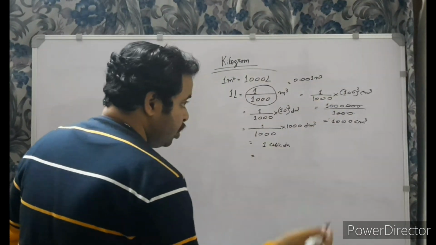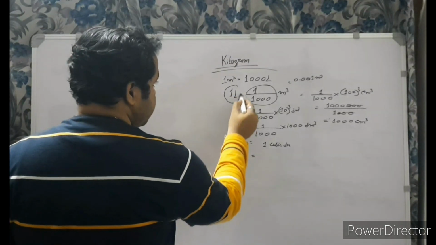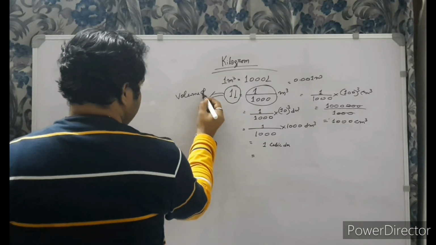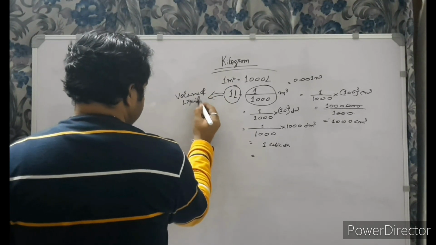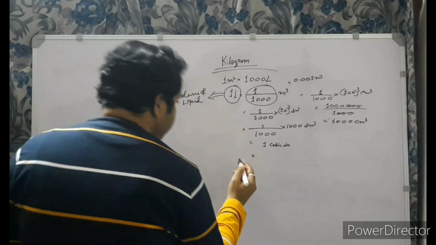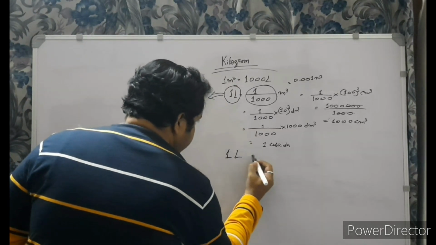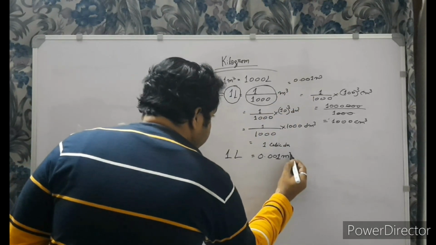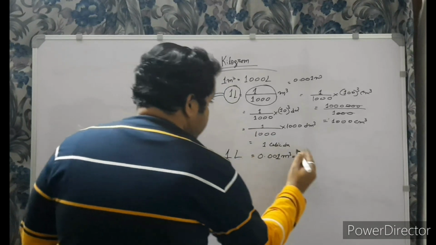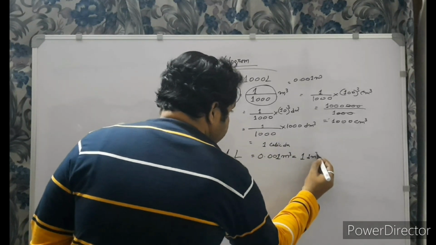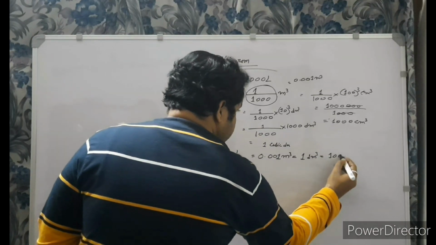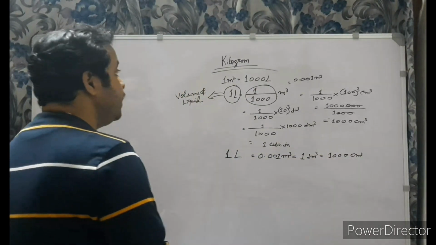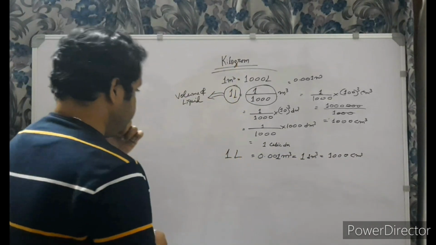Liter is the unit of volume of liquid. So 1 liter is equal to 0.001 meter cube, or 1 decimeter cube, or 1000 centimeter cube. From here we will get the concept of kilogram. How?